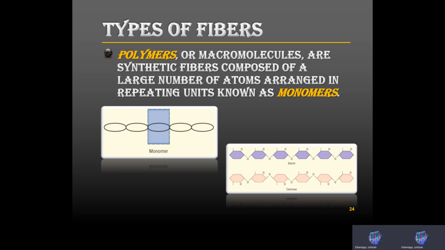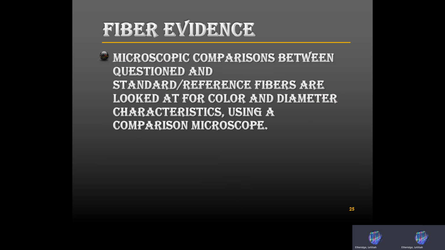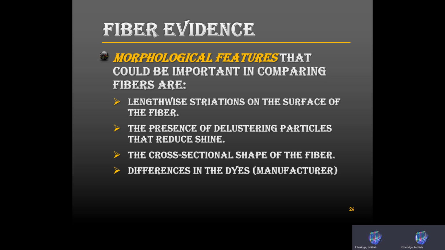All right, so let's talk about how we look at fiber evidence. For fiber evidence, we're going to do a microscopic comparison between the questioned and the standard reference fibers. We're going to be looking for color and diameter characteristics, and we are going to use a comparison microscope. The first thing we're going to look at is morphological features. We're basically going to look at it with the microscope to see what's going on with the shape.